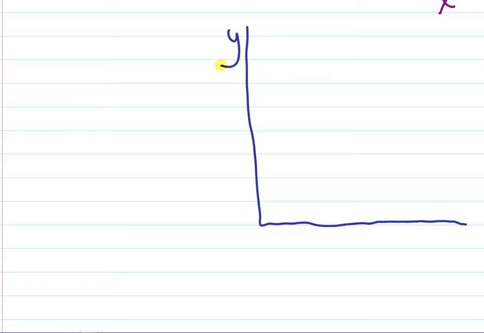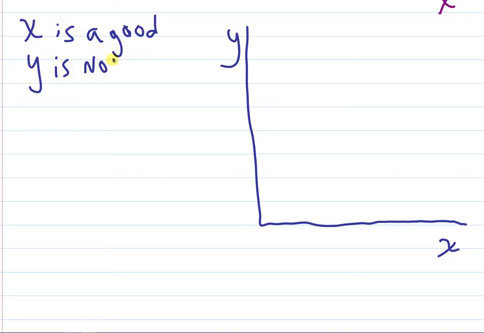So here we have y, here we have x. So in this situation, let's think about x is a good. X is something that you like. And in this case, let's think about y is something that you're indifferent to. You don't care. So y is not good and not bad. So not good, not bad. First, let's think about what indifference curves would look like in this situation. And then let's think about a mathematical scenario.